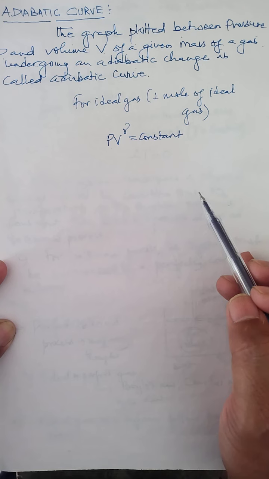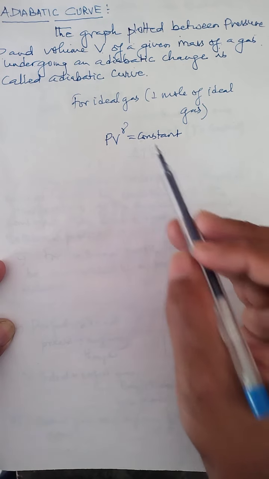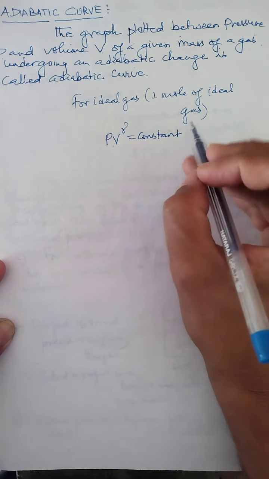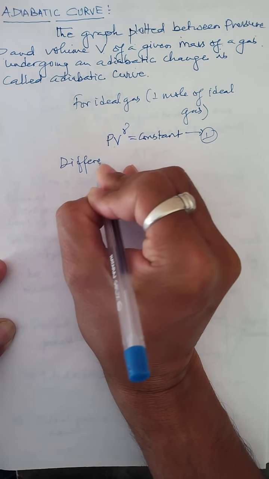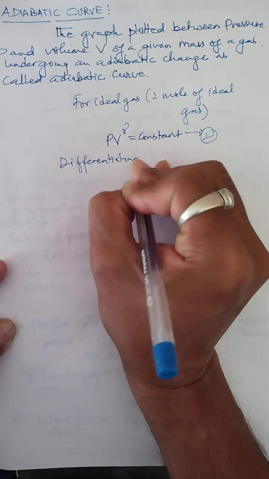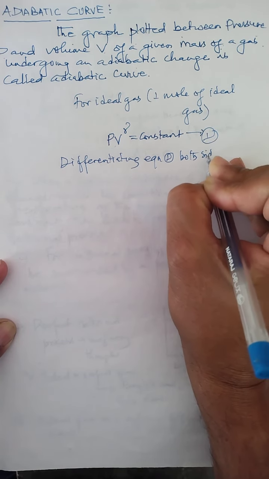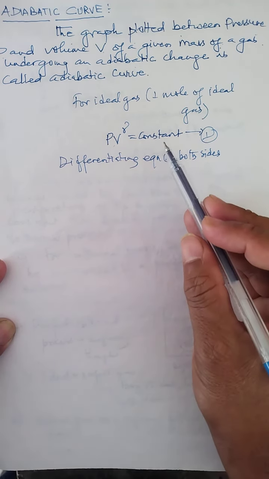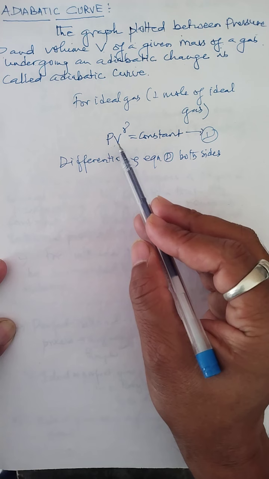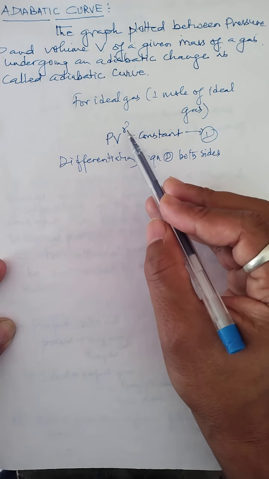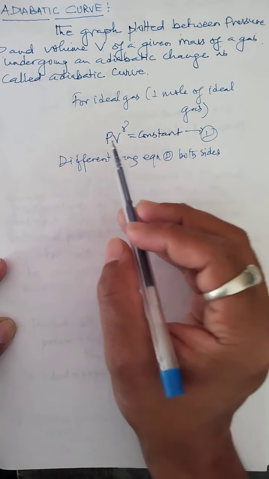So in order to plot a graph between pressure and volume for a given mass of ideal gas, we just differentiate this equation. Now again we have to follow differentiation. So I give this as equation number 1. We follow calculus, differentiating equation 1 on both sides. But remember this: when you differentiate both sides, the right hand side is constant, so the differentiation of a constant is simply 0. On the left hand side, P is a variable, V is also a variable, and V has a power, that is gamma. So we differentiate both sides with the product rule.